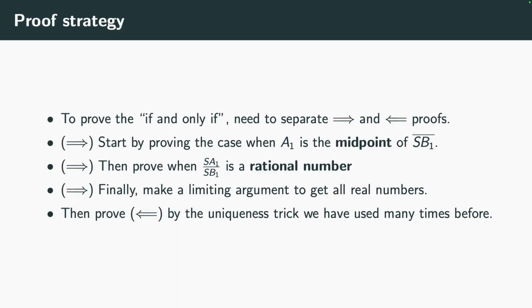So let's talk about the proof strategy first. As is often the case with an if and only if statement, we're going to separate the two directions of the proof. We have the implication: if the lines are parallel, then the ratios are equal. I'm denoting that direction by this forward implication arrow. And the other direction is: if the ratios are equal, then the lines are parallel.